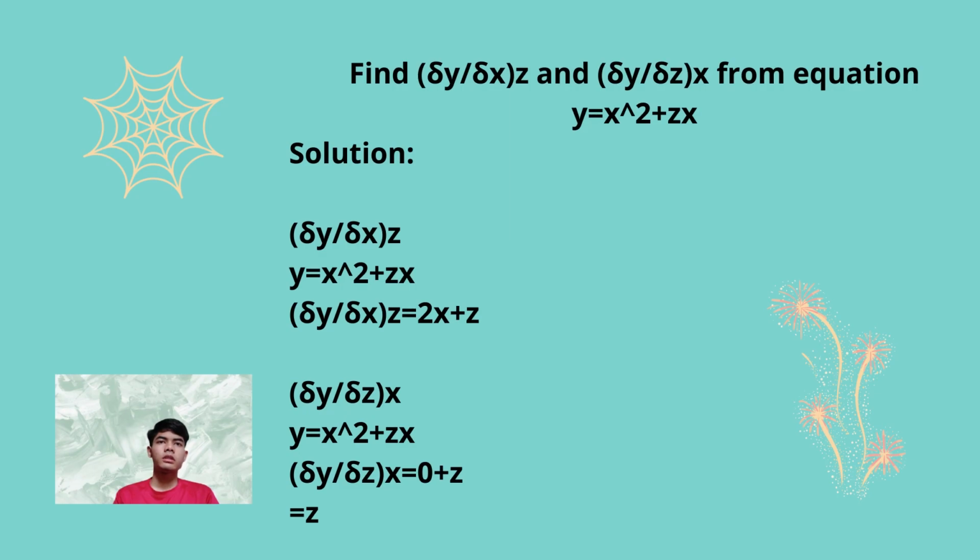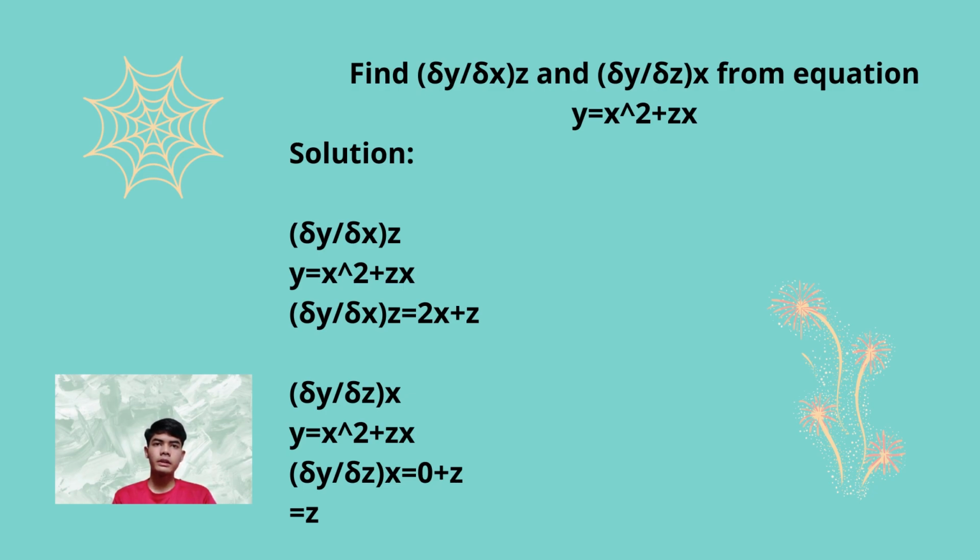For the next question, we need to find dy/dx (z constant) and dy/dz (x constant) from the equation y equal to x to the power of 2 plus zx. For dy/dx with z constant, we make z a constant. So when we differentiate the equation y equal to x to the power of 2 plus zx, we will get 2x plus z.